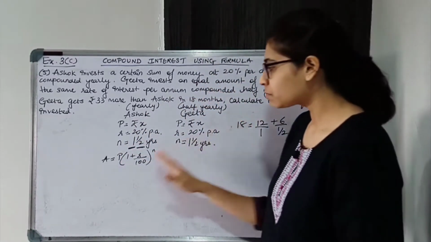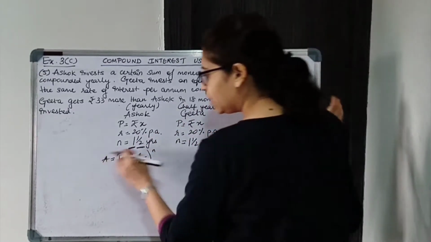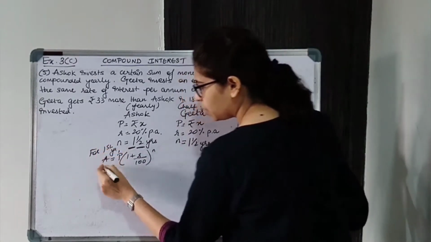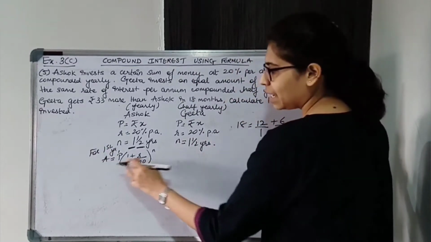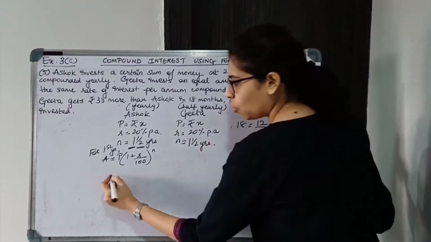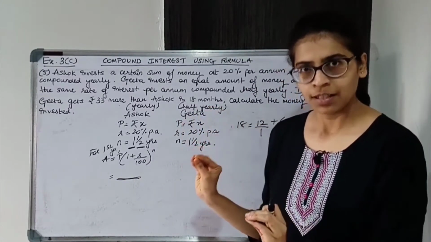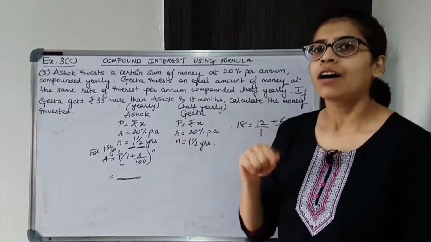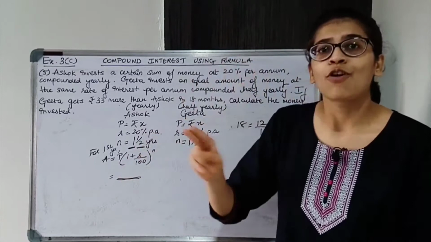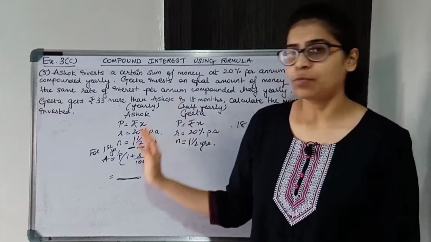So over here for first year we need to find the amount. So for first year we'll use this formula. So for first year the amount will be this. So P is X, R is 20 and n will be 1, because you're finding for 1 year. So on solving you will get something in terms of X. Now you need to find for next half year. What you will do is take this amount as principal for next half year. Principal changes in case of compound interest.